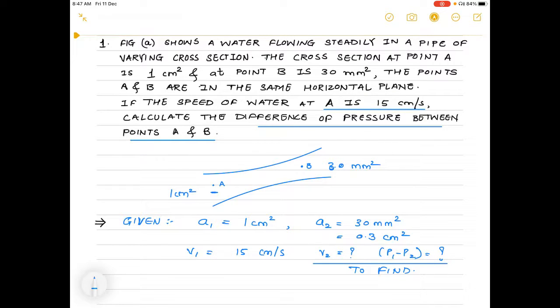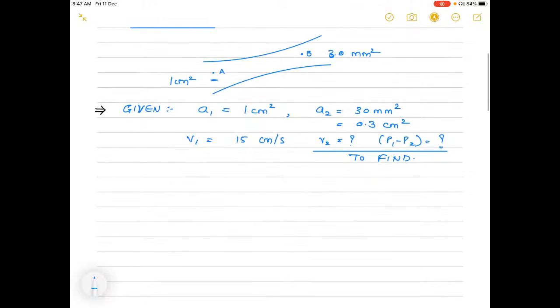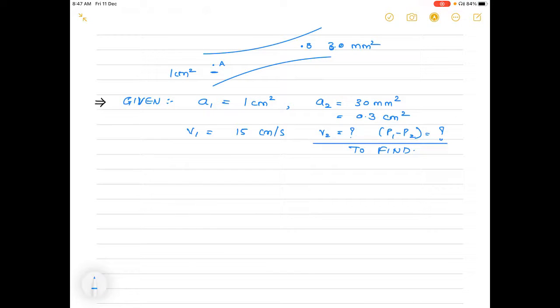Now for this, what we have to remember is the principle of Bernoulli's equation. In that we have seen a relation such that A1 by A2 is equal to V2 by V1. This is the first formula that we have to use. Why do we use this? A1 into V1 is equal to A2 into V2. It means the amount of water which is entering through A, the same volume of water is leaving through point B. So because of that we get this relation.